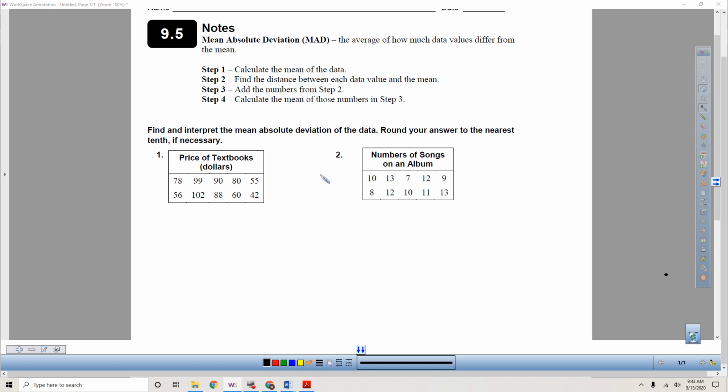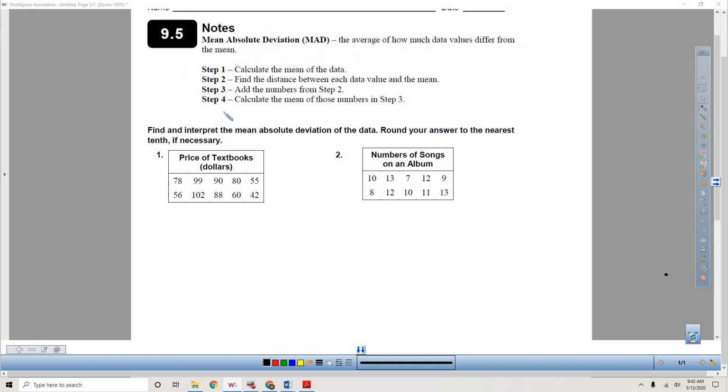Today we are going to learn about mean absolute deviation. We use the abbreviation MAD, mean absolute deviation. What that is, it's the average, that's where we get the word mean, the average of how much data values differ from the mean. So how much they deviate, so how much they differ.